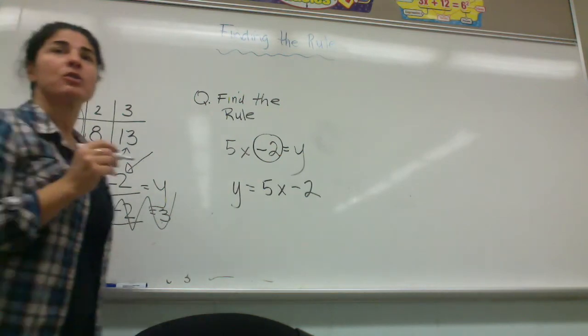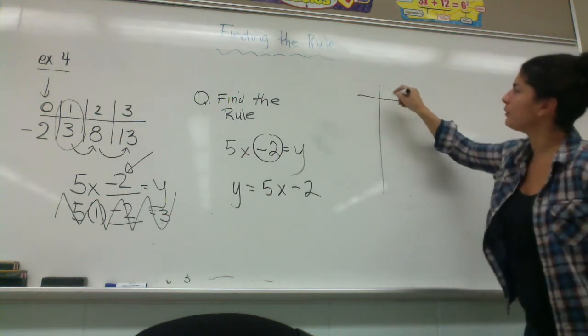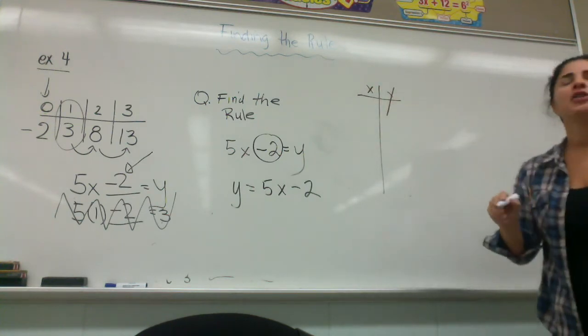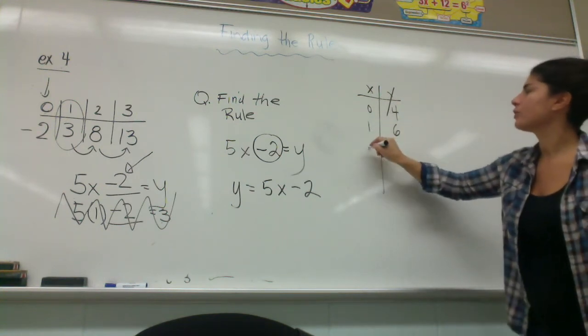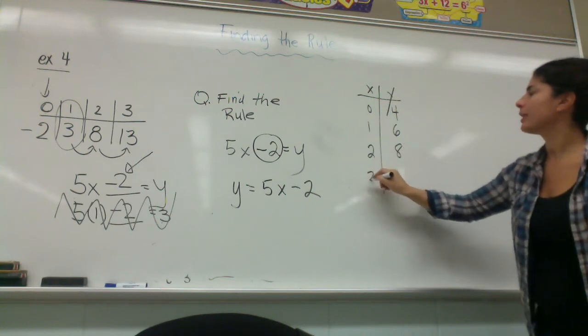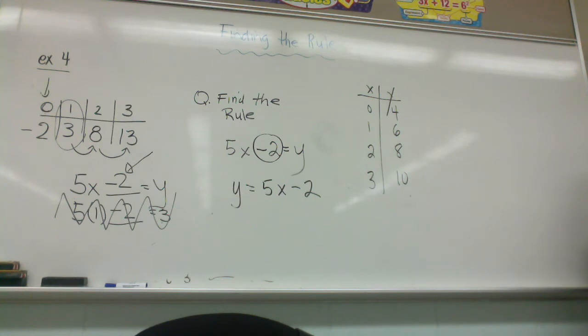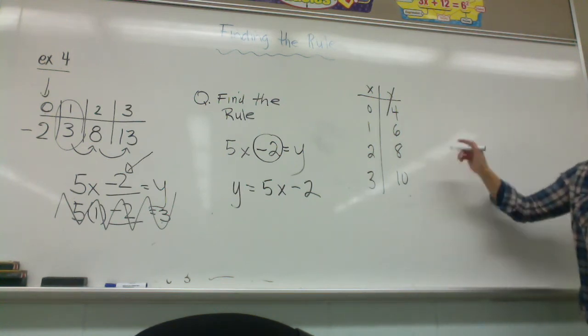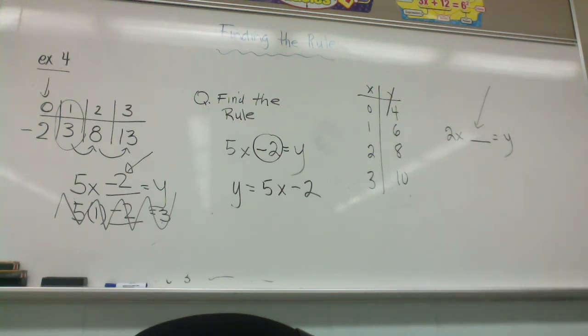So sometimes the question will be really easy because you'll have a table of values. Let's say this is my table of values, x and y. And you'll have 0 is 4, 1 is 6, 2 is 8, 3 is 10. And I ask you, find the rule. Well, same thing. What's the common difference? 2x equals y. How did I find my initial value?